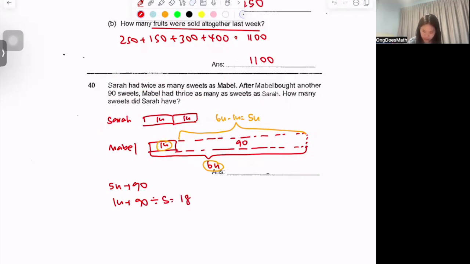Question asks you, how many sweets did Sarah have? So question mark should be here. And this question mark also means you are finding for how many units? 2. Good. So 2 units must be 18 times 2, which is 36. So answer is 36.